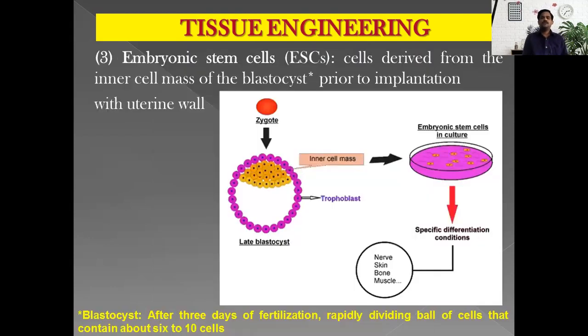Embryonic stem cells are derived from the inner cell mass of the blastocyst prior to implantation to the uterine wall. It means if we culture the inner cell mass of embryonic stem cells from the blastocyst, we can regenerate the nervous tissue, the skin, the bone, and the muscles.